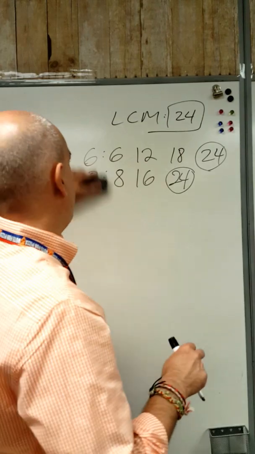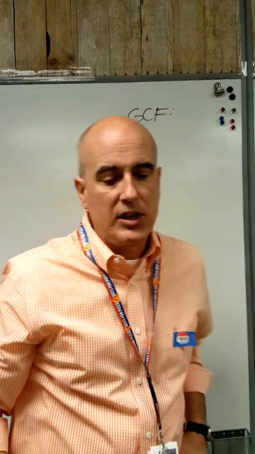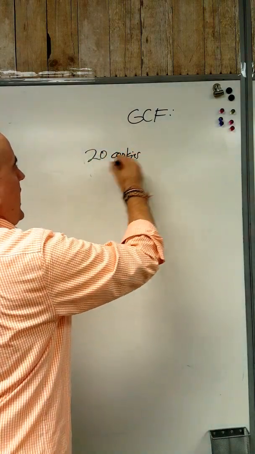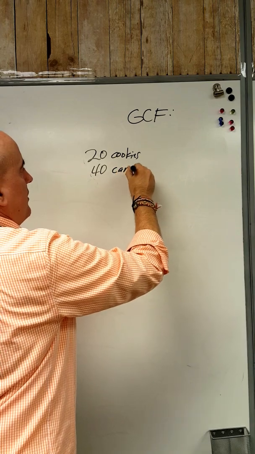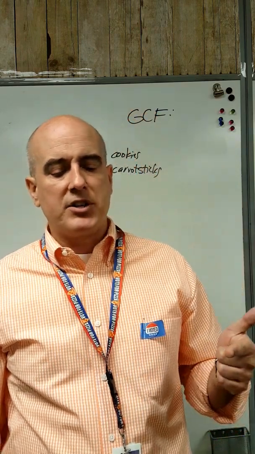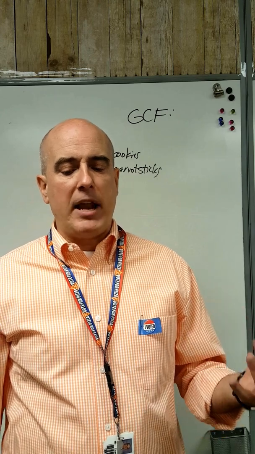Question number 6 talks about greatest common factor. That's what number 6 is about. It says the Cassville play had a party. The drama teacher served 20 cookies and 40 carrot sticks. And it says each cast member ate the same number of cookies and the same number of carrot sticks. Nothing was left over, and the drama teacher did not eat. So what is the greatest number of cast members that could have been at the party?